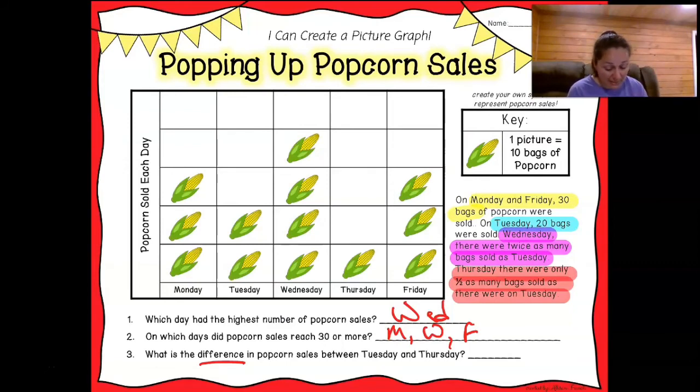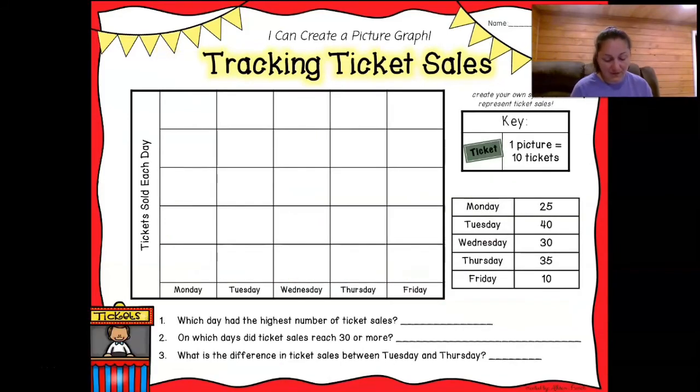And when I look at Tuesday, I see 20. And when I look at Thursday, I see 10. So I would subtract 20 minus 10. 0 and 0 is 0. 2 minus 1 is 1. So my difference would be 10. Okay, cool. Let's look at our next page.